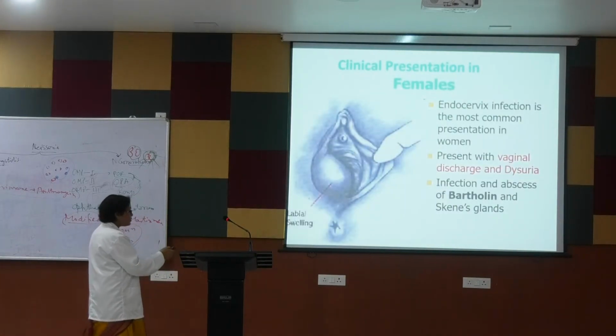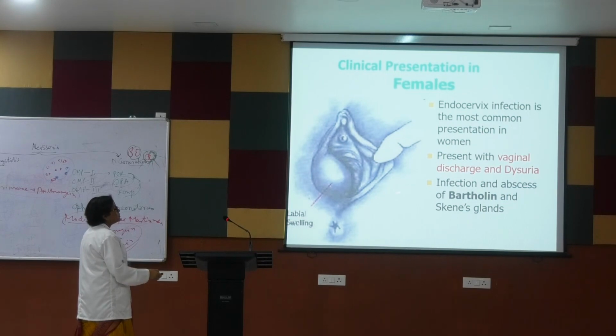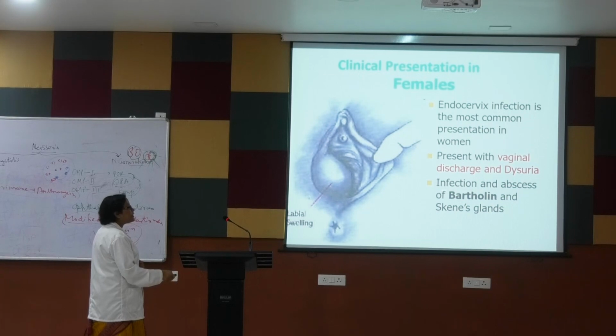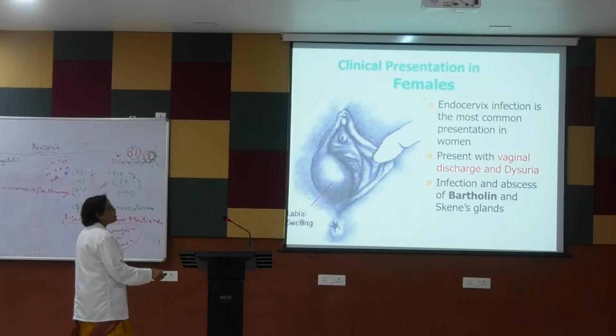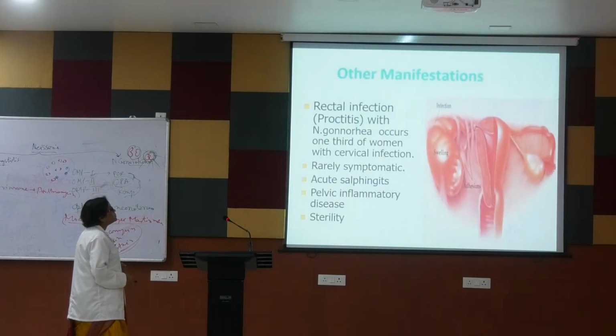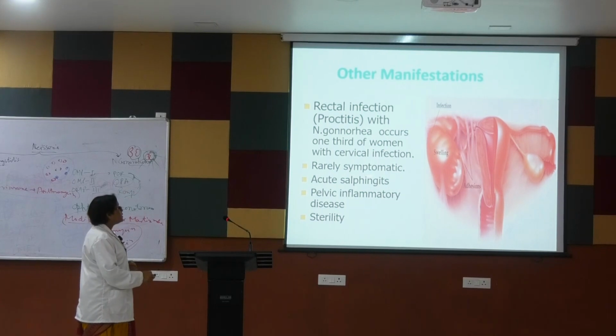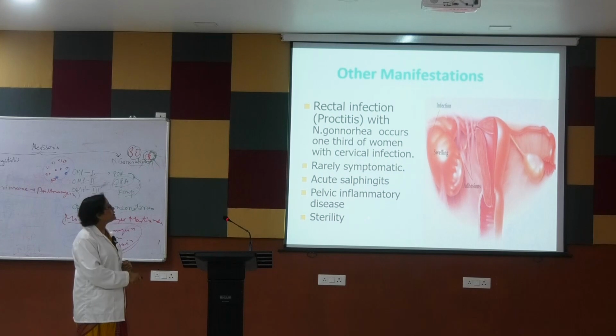There is also infection of the Bartholin's gland, with discharge and dysuria. Then there is pelvic inflammatory disease and sterility.